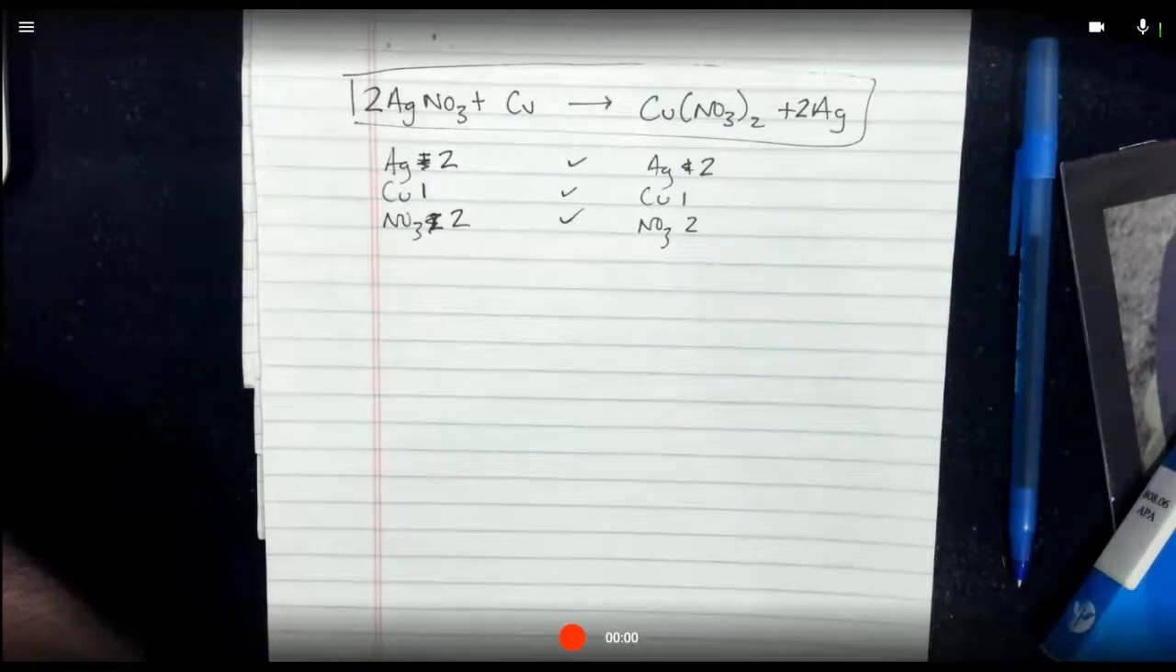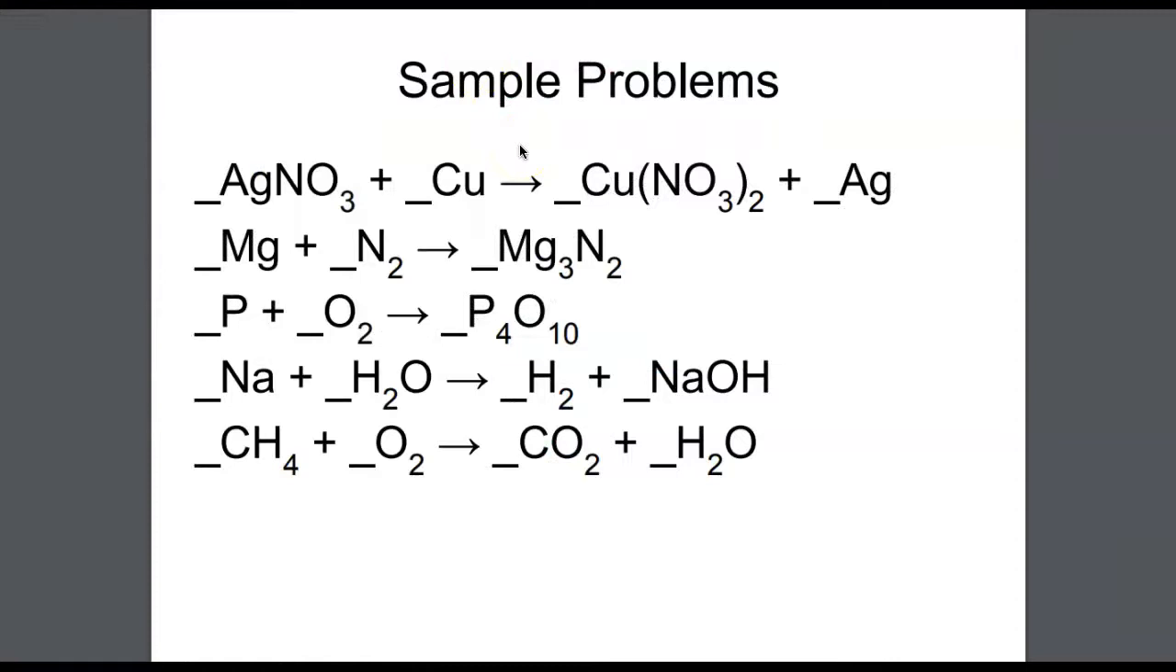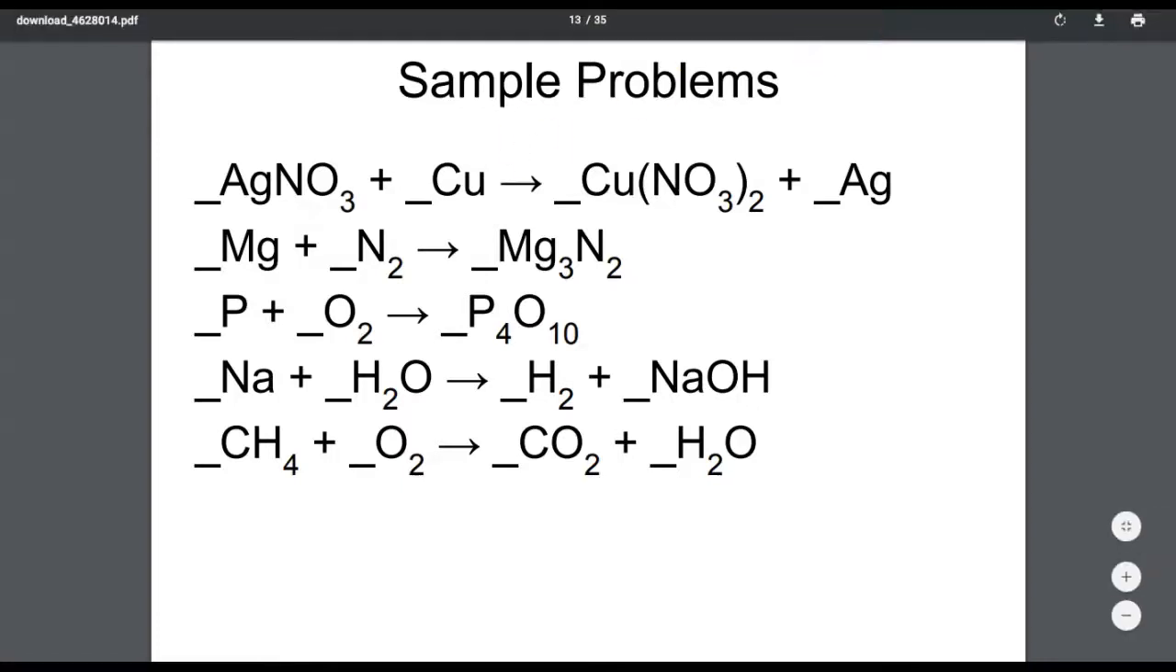Let's take a look at a couple other practice problems here. So we have magnesium plus nitrogen gives us magnesium nitride. Then we have, let's jump down to the last one there. We have CH4, methane plus oxygen gas will react to produce carbon dioxide and water. Okay, let's go back to this camera shot.